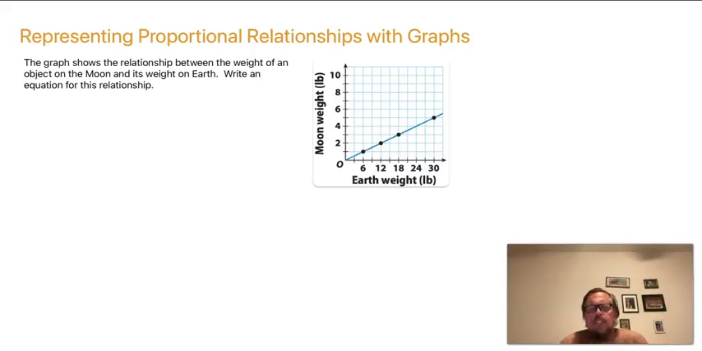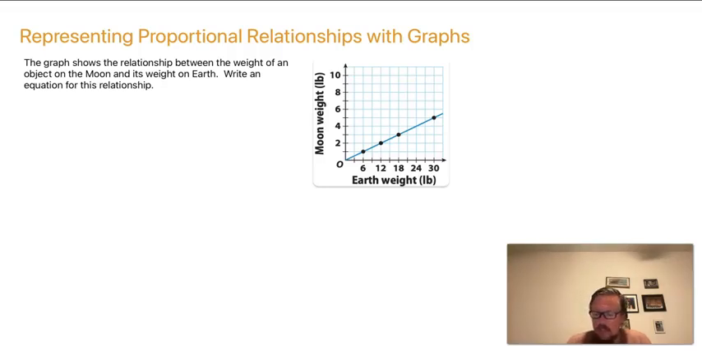The graph shows the relationship between the weight of an object on the moon and its weight on Earth. We want to write an equation for this relationship. So to write an equation, we need to know what the constant of proportionality is, meaning we need to know what this graph is changing by.